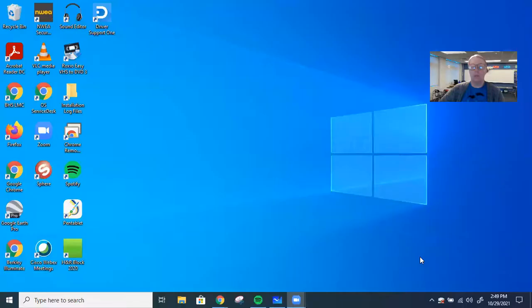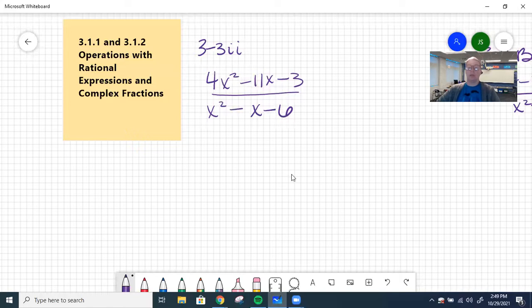Hi, pre-calculus kids. We are going to talk about operations with rational functions right now. So let me pull up this. All right. So we've been talking about multiplying, adding, subtracting, and working with complex functions, or complex fractions rather.